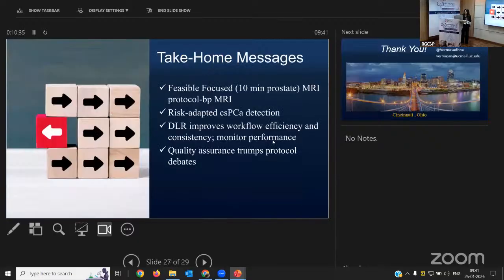And so really the take-home message is that today it's feasible to do a short 10-minute exam. Obviously, DLR improves workflow efficiency and consistency, and it's important to monitor the performance in a multidisciplinary group. I think that really helps. And I think quality is key. So it doesn't matter if you have 1.5T or 3T, and if you're using contrast or not, but quality is very important if you're going to do this.